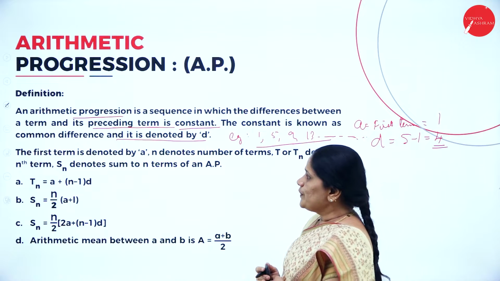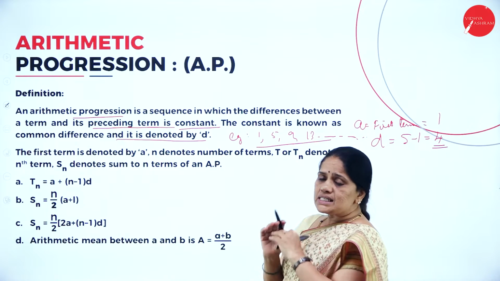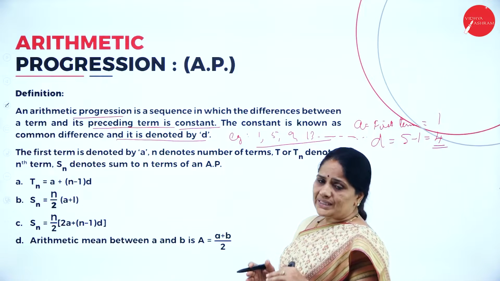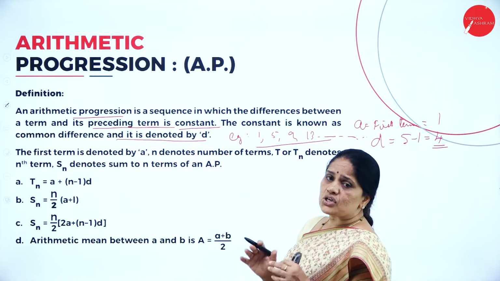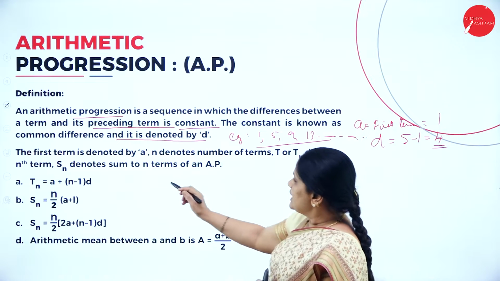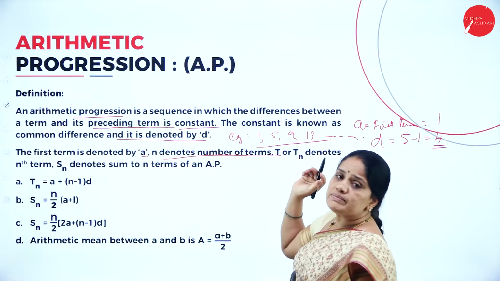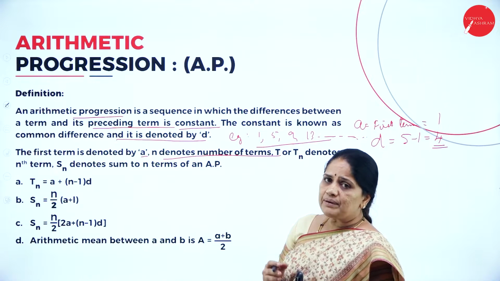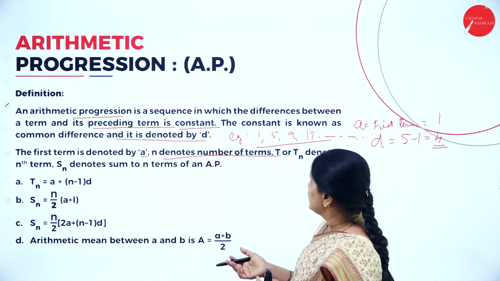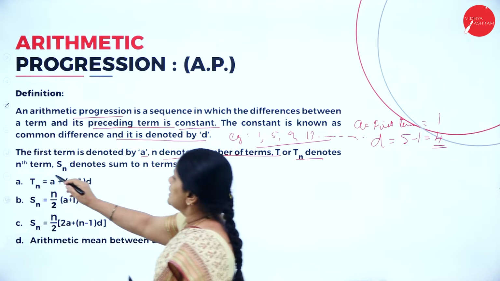So in this order, if you see, A equals first term equals 1 and D equals 5 minus 1 equals 4. So we should understand that an arithmetic progression is a sequence of numbers with a constant difference, or a common difference which is constant. Okay, the first term is denoted by A. N denotes the number of terms in the series. So N means how many terms are there in the series, and Tn denotes the nth term.